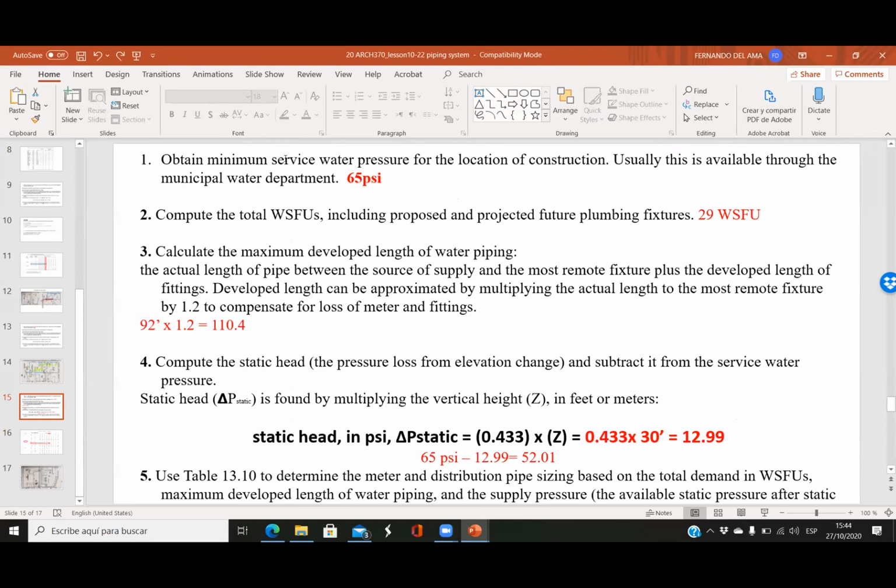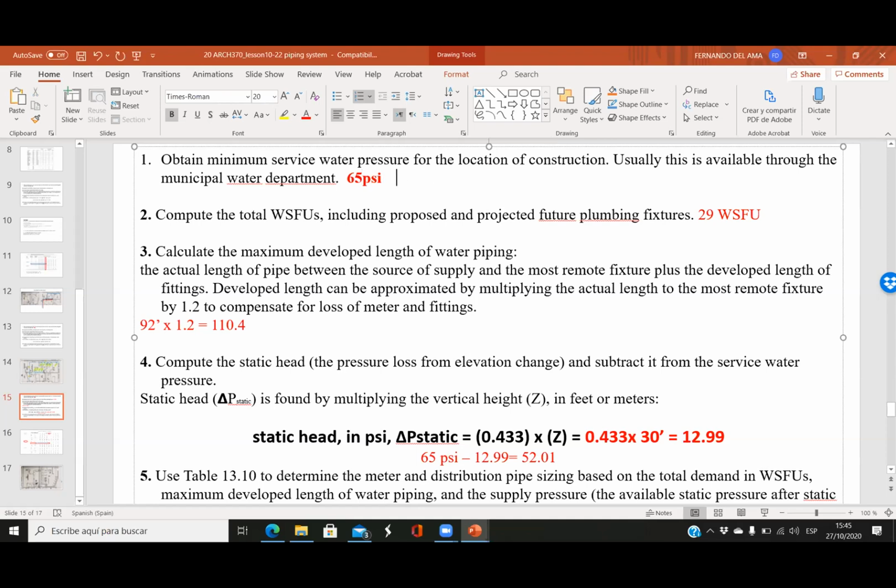First, we need the minimum service water pressure for the location of construction. Usually, this is available through the municipal water department. Well, I found out because I did the same thing last year. So the minimum service water pressure in Kim is 65 psi. What does psi stand for? It's pounds per square inch.